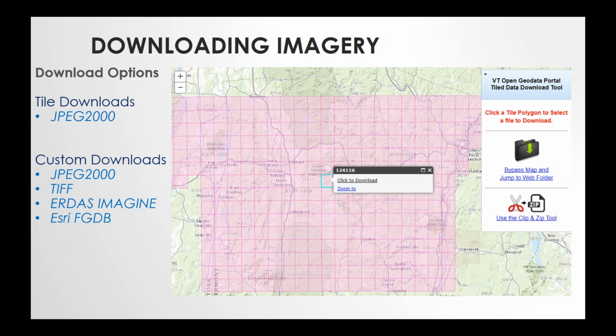Most GIS packages such as ArcGIS or QGIS or I believe MapInfo, as long as they are modern versions of those, would have the ability to read a JPEG 2000 file. There may be other software packages that may not, such as AutoCAD, and so you'll potentially have to find a way to convert that, or use the custom download tool option, which is on the right side of the screen. Here's a little red box that just got highlighted around this. Use the clip and zip tool. Sometimes we call it custom download, clip and zip tool, same thing.